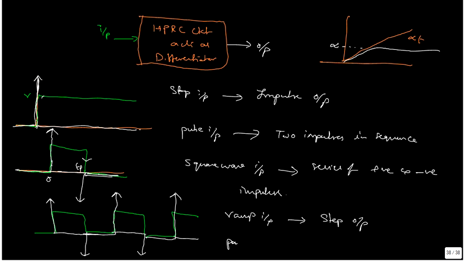Next, if you apply a parabolic input, similarly, the output is a ramp output.